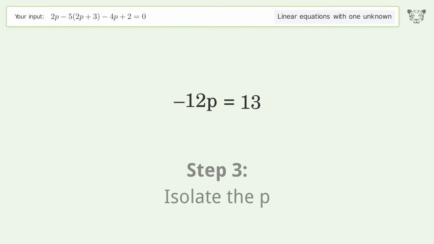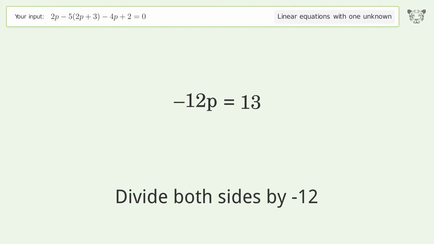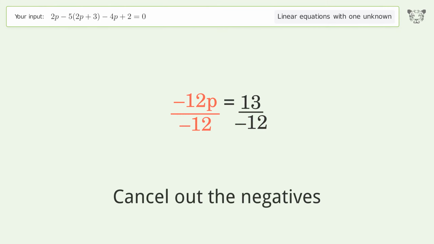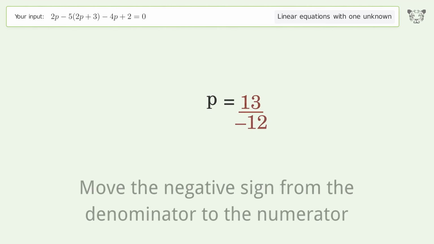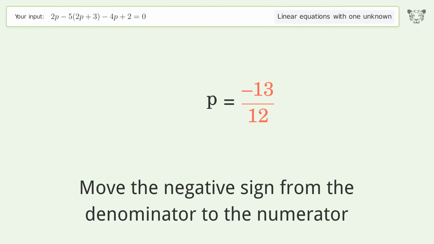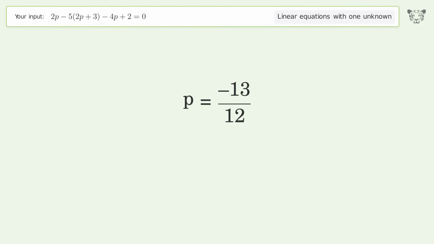Isolate the p. Divide both sides by -12. Cancel out the negatives. Simplify the fraction. Move the negative sign from the denominator to the numerator. And so the final result is p equals -13/12.